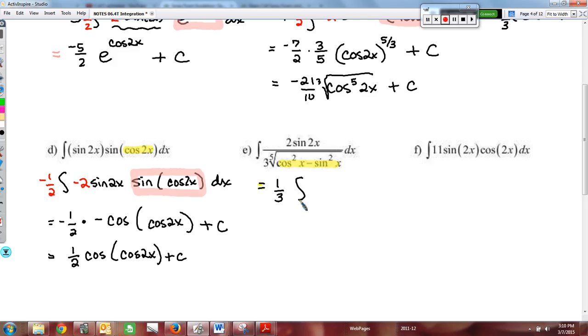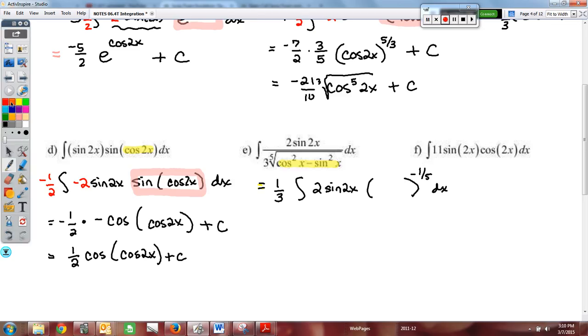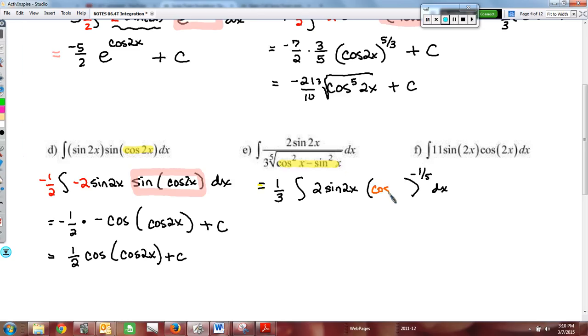I'm going to bring my integral, and leave some space in case I need some corrections. So we'd have 2 sine of 2x. And then instead of doing a fraction, I'm going to bring this up and make this -1/5 as a power, dx. And then what's inside here, I'm not real happy with this because I don't think it's related to this outside. But I remember that there's an identity that says that cosine squared minus sine squared is actually cosine of 2x. So I'm going to replace this using a trig identity.